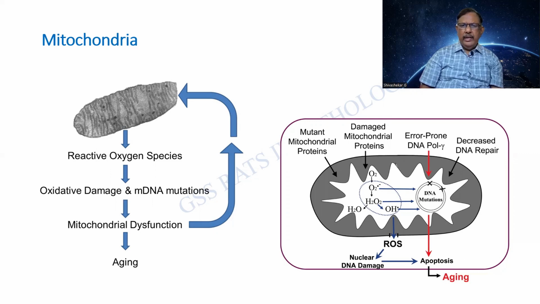Increase in damage, decrease in repair. Both mean the same. Ultimately, they can lead to DNA mutations. And there can be a cell death. Sometimes you find they are subject to reactive oxygen species, there is a nuclear damage and apoptosis. All of this results in aging.